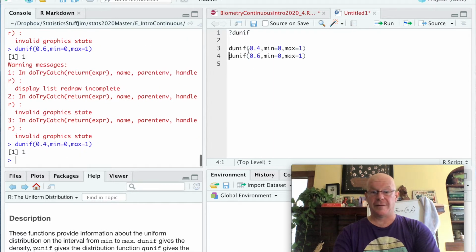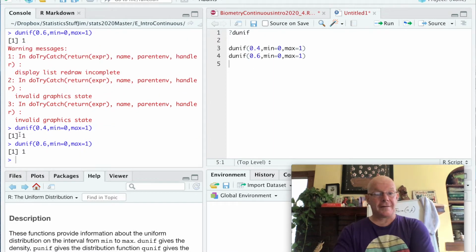It's also a 1. Boy, that's really getting annoying. It's also 1, okay? But again, these are probability densities. They are not probability masses. And this can similarly get a little bit more confusing, perhaps.